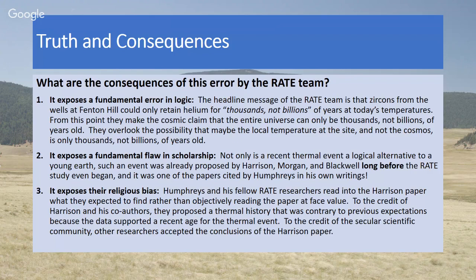Suppose the headline statement is correct. Suppose it's true that the zircons can't retain their helium at today's temperatures for billions of years, only for thousands of years. Maybe the temperatures at the site have only been this high for thousands of years. That's another equally valid possibility, that maybe it's not the universe that's 1,000 years old, it's just the heating event at Fenton Hill that's 1,000 years old. They overlook the possibility that this may just be a local phenomenon at the site and not a cosmic phenomenon.